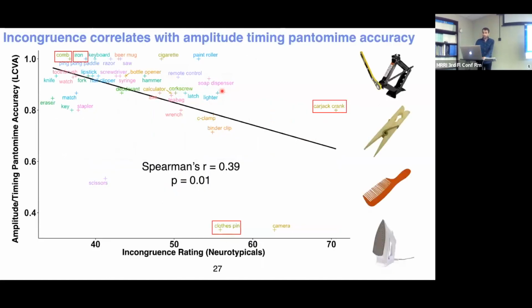And we computed a correlation between amplitude timing pantomime accuracy and the incongruence rating, and we found a significant negative correlation here, that suggests that the more a tool is incongruent, the more patients might make errors. And so here you have some of the examples that I was talking about before. Or, to say it differently, the less they will be accurate with incongruent tools.